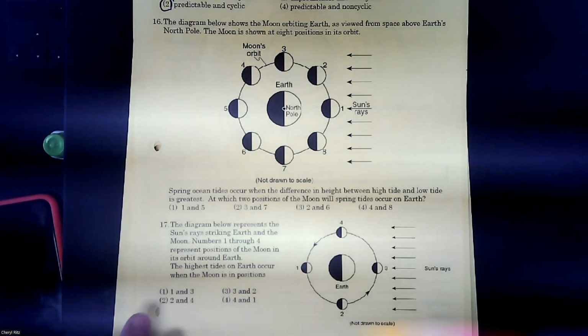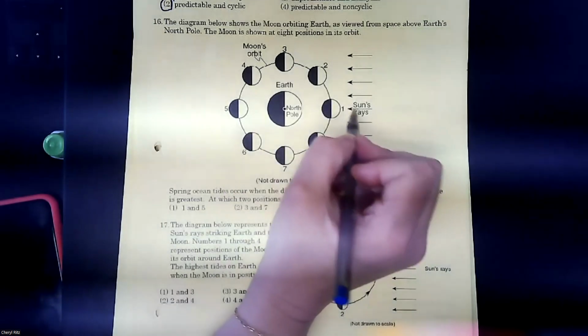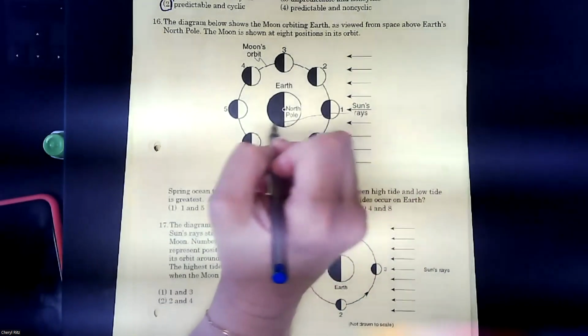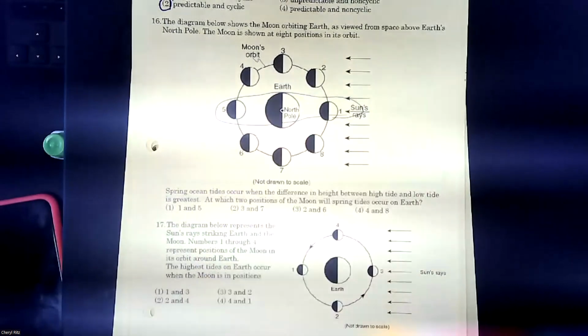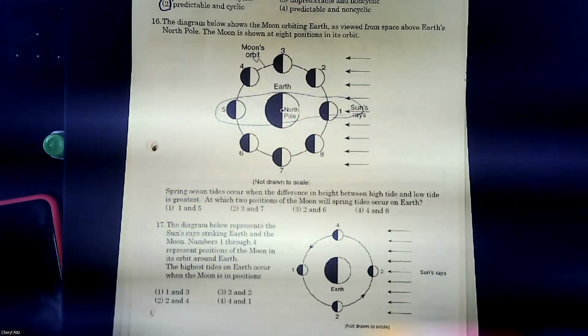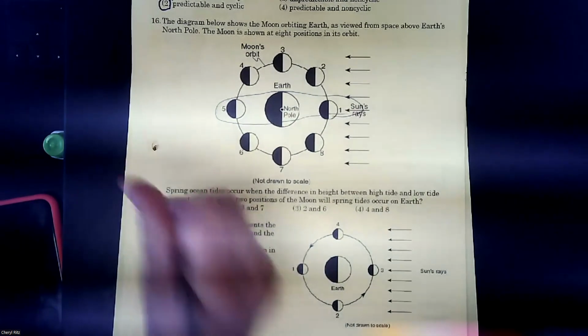Spring tides, remember from the notes yesterday, they're called springs because they stretch way out and then they squish way in. So they're the highest high tides and the lowest low tides. They happen when the sun gets in on the moon's gravity action. So that's going to be anytime the sun, the moon, and the earth are in a nice line like that. So that's answer 1 and 5.